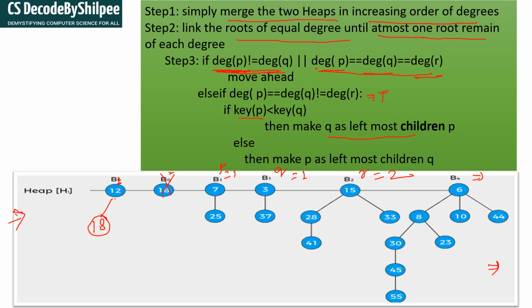Degree of P not equal to Q? No, condition fails. Are all 3 degrees the same? No, all 3 degrees are not the same. Then P and Q degree are the same and R degree is not the same, which means this part is true. Then what will you do?